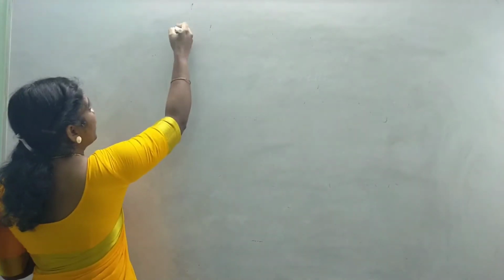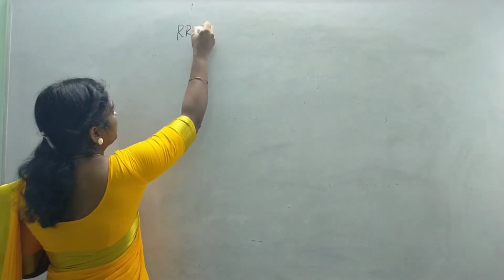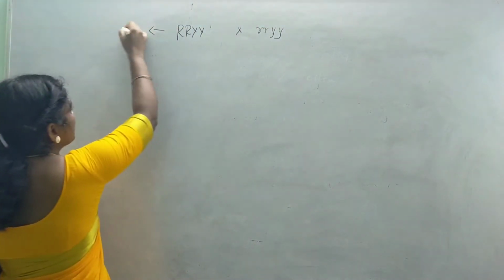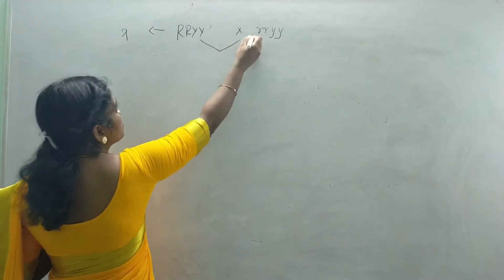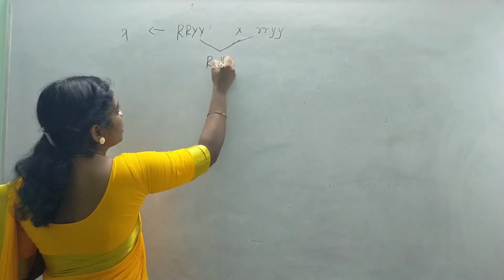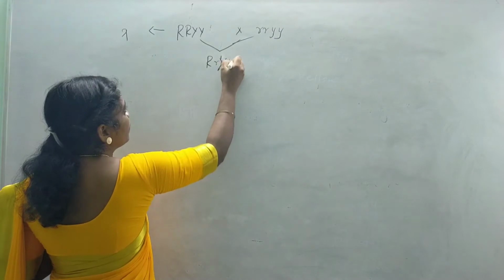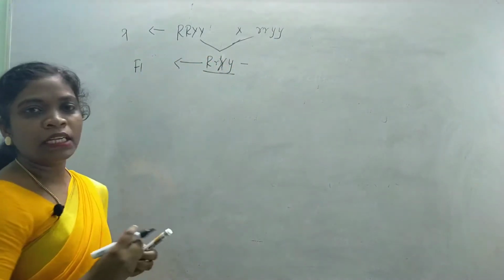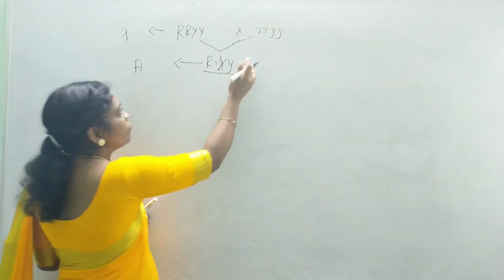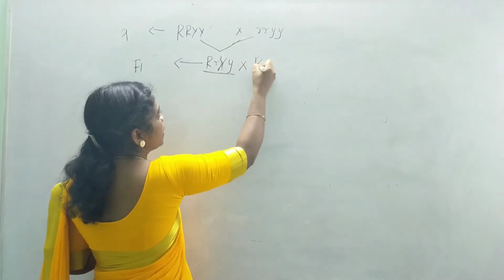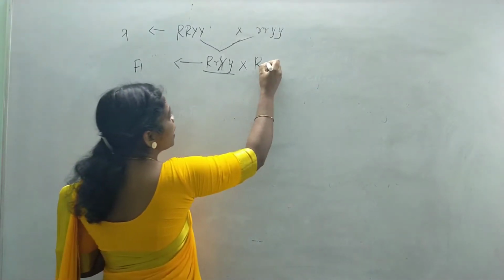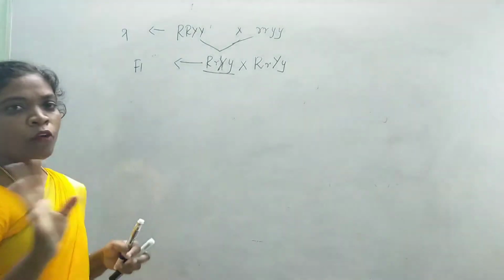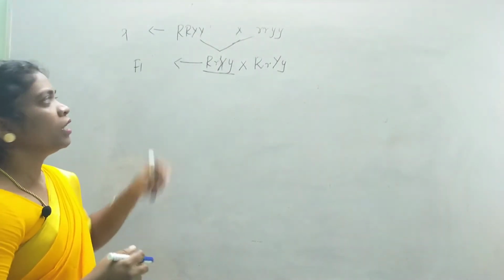The parental generation is capital R capital Y, crossed with small y. It is the parent generation. The resultant gametes are capital R, capital Y, small y. So this is the F1 generation where all the characters are dominant. He self-crossed the gametes obtained in the F1 generation, that is capital R, capital Y, small y. There are four possible gametes we can find in this case.